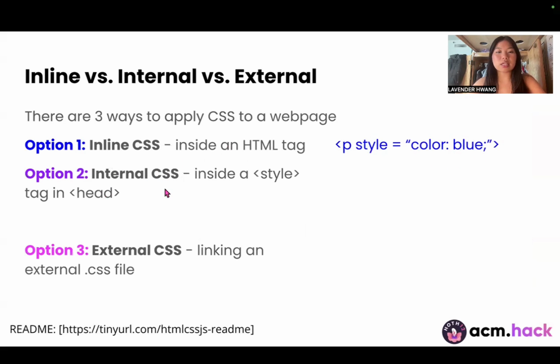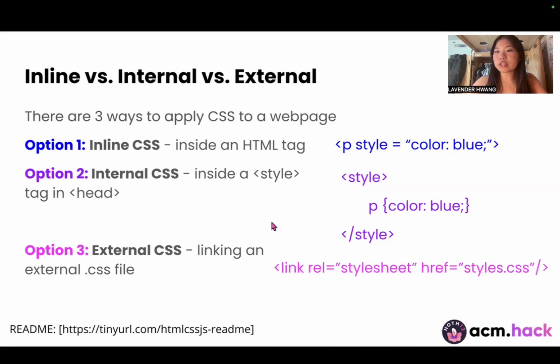Then we have internal CSS, which is where you put a style tag inside the head. So remember from earlier, the head is where we put all the metadata. So I would put a style tag here, and then inside the style tag, I would just include regular CSS syntax. And then lastly, we have external CSS, as this is where you link an external CSS file and then connect it to your HTML. And this is basically just the little syntax for it that you would include in your head.